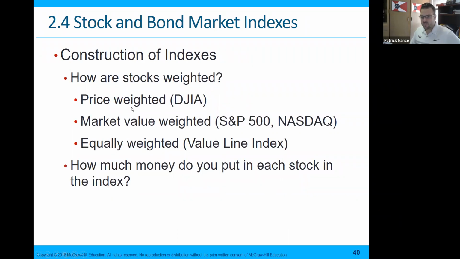Okay, Dow Jones is price weighted, that we just talked about. S&P and NASDAQ are market value weighted, and Value Line Index is an equally weighted index.